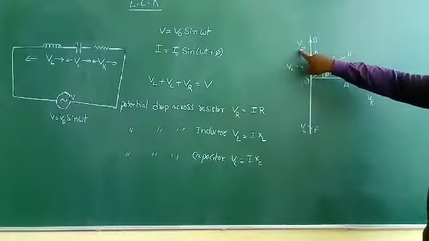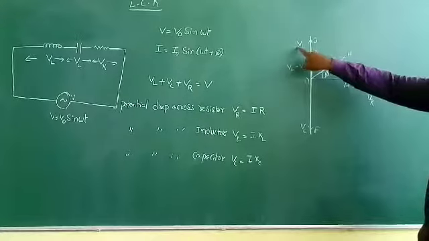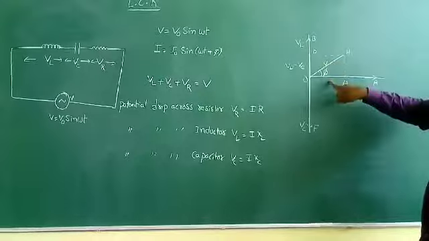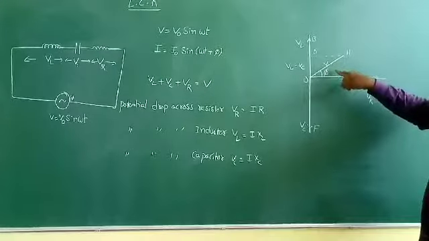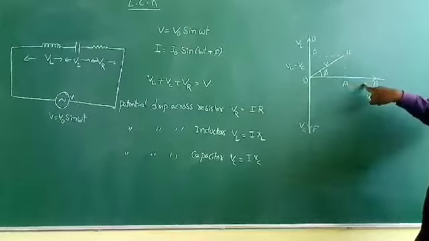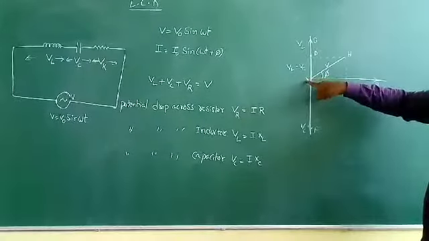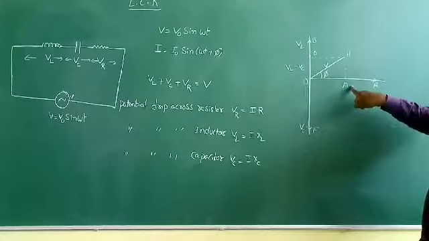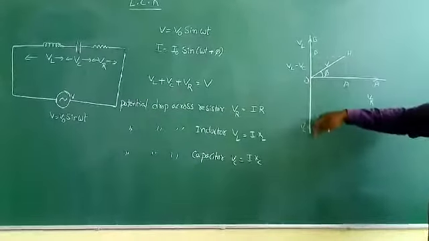Whereas in the inductor, voltage is leading the current. Voltage is leading the current by how much angle? 90 degrees, pi by 2. So this is the voltage line and this is the current line. Whereas in case of capacitor, current is leading the voltage. So that is the reason it is represented by this much.